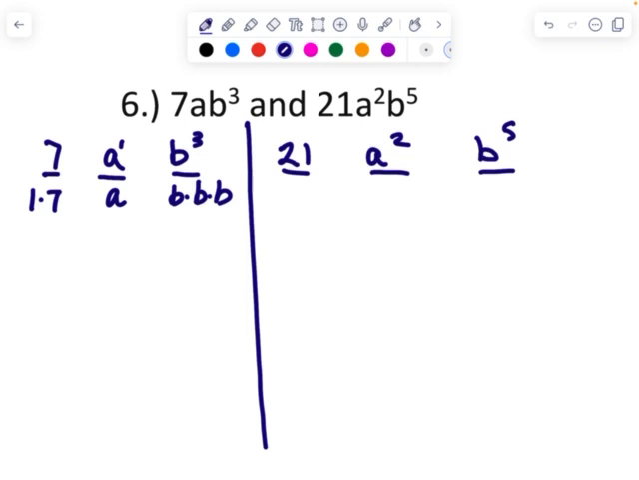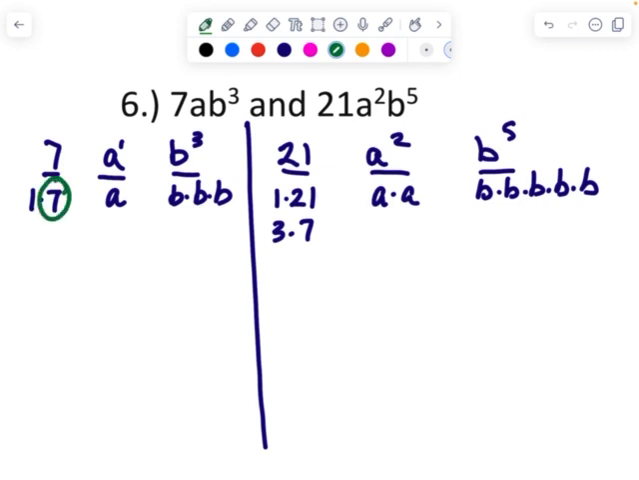Go ahead, try 21, a squared, and b to the 5th. List all the factors. All right, we should have 1 times 21 and 3 times 7, a times a, and b times b times b times b times b. Now what I look for is what do I have in common? All right, we should have the 7 in common.